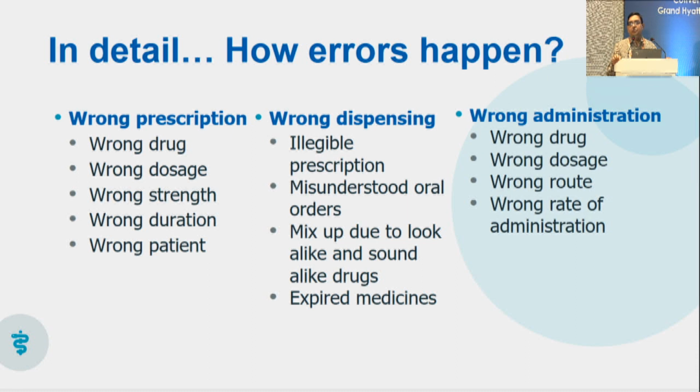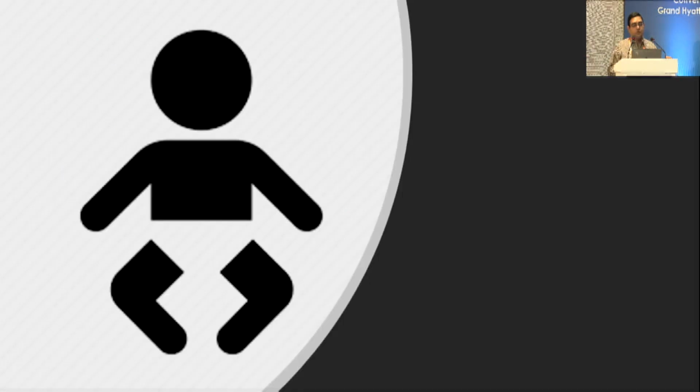And a wrong administration can happen in the form of a wrong drug. It can happen with the wrong dosage. It can happen when it is given by the wrong route, like intravenous instead of intramuscular, and at a wrong rate of administration also, where an infusion has to go slowly. If it is given in a full flow, there can be a problem to the patient.